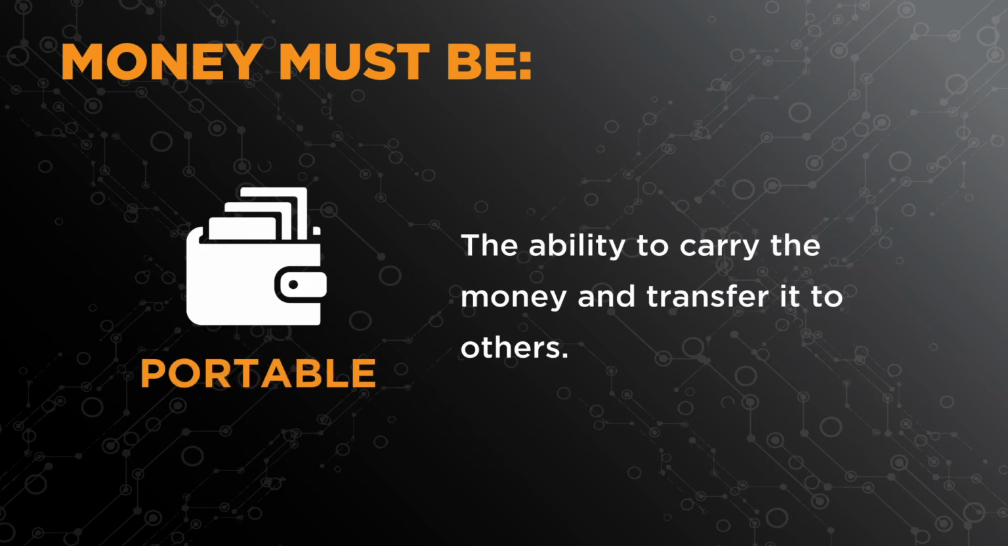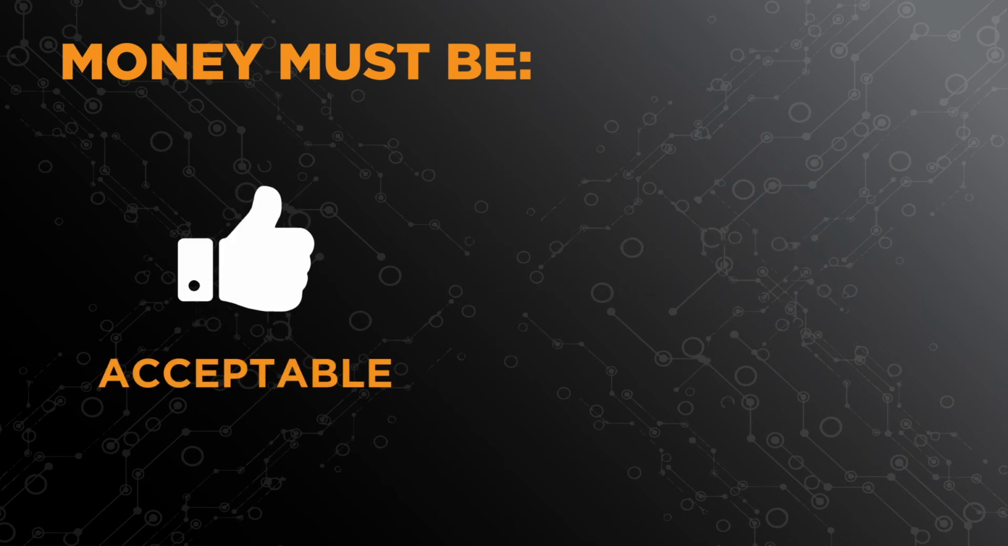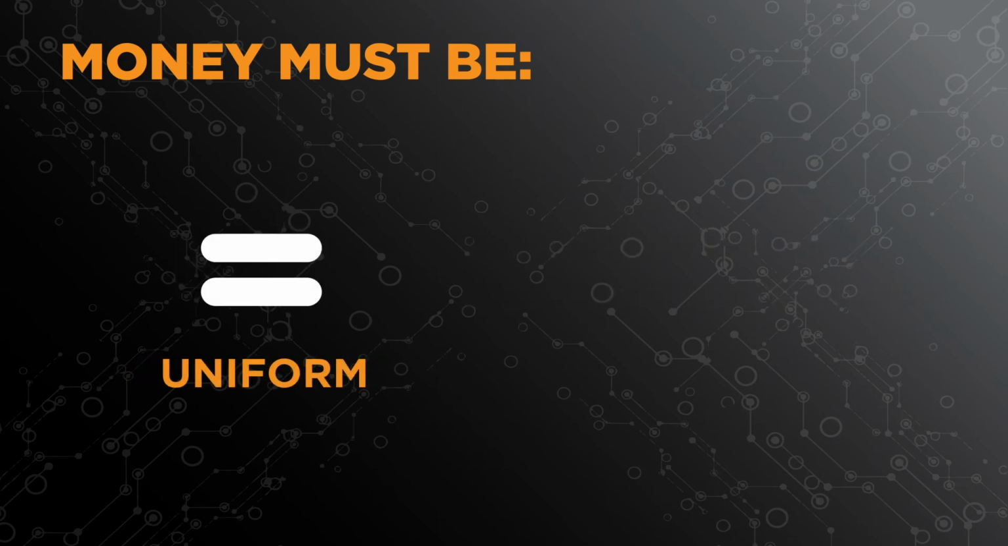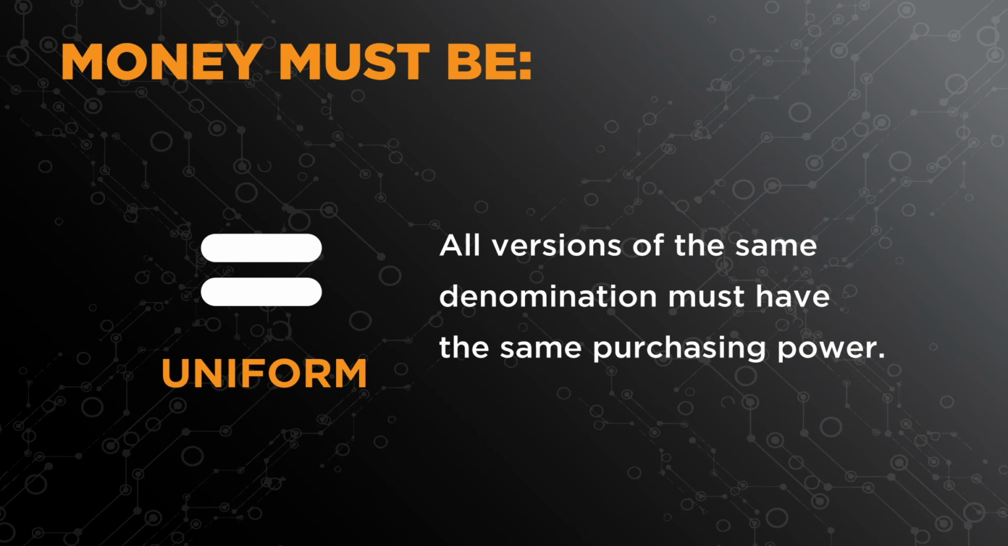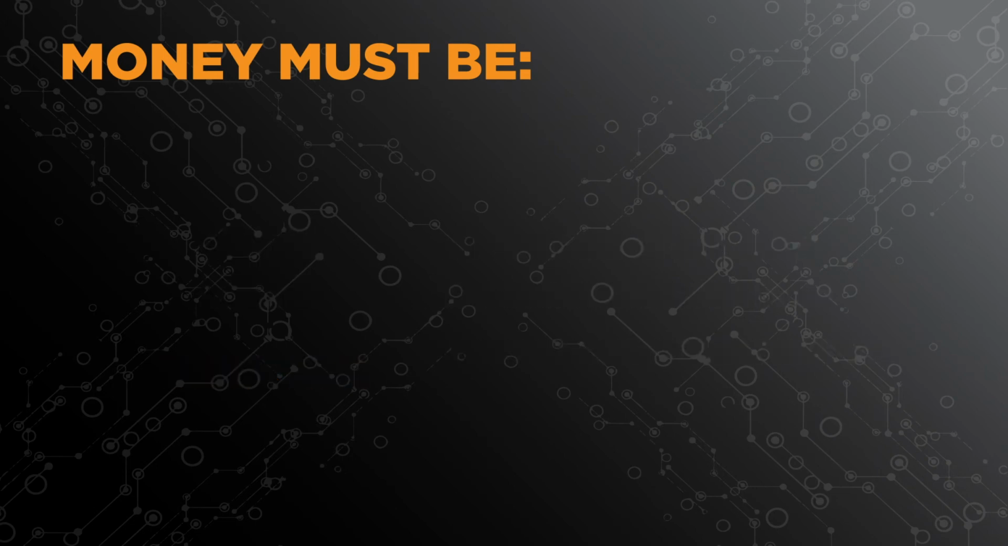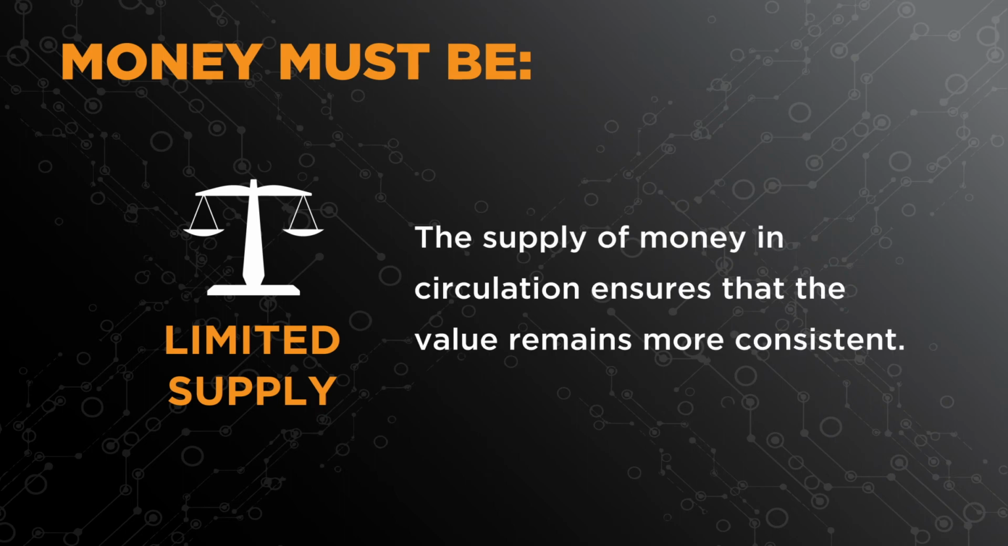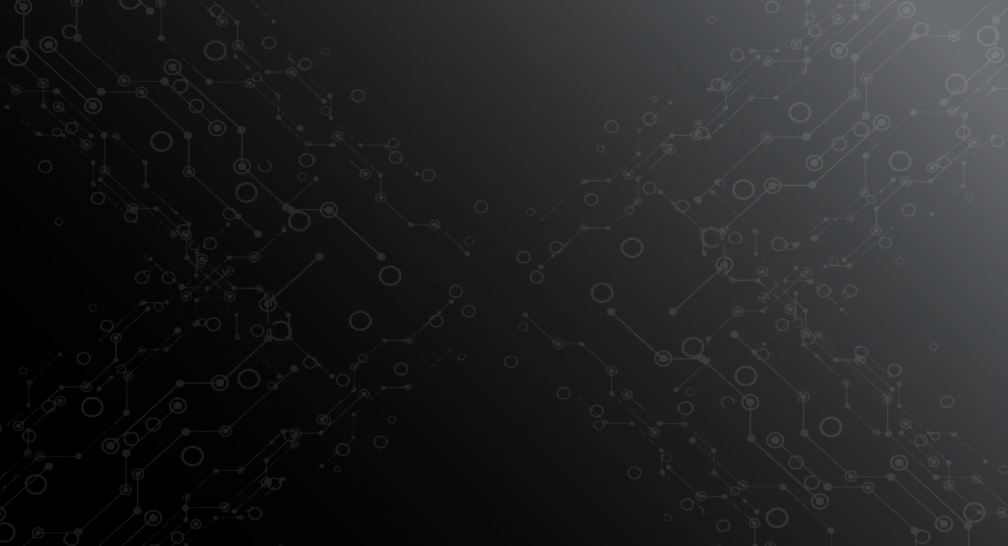Portable. The ability to carry the money and transfer it to others. Acceptable. Everyone must be able to use the money for transactions. Uniform. All versions of the same denomination must have the same purchasing power. Limited supply. The supply of money in circulation ensures that the value remains more consistent. Bitcoin has all these qualities.